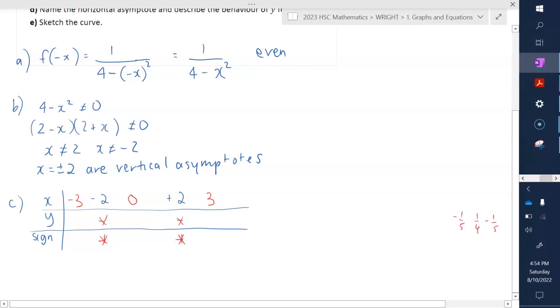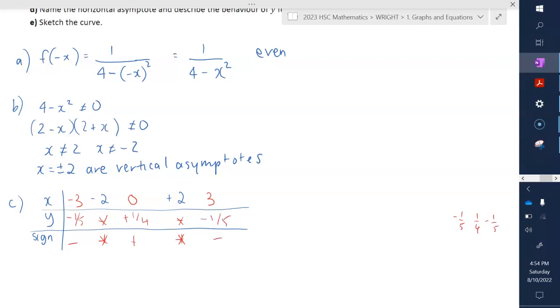Okay, so if we do that, we're going to end up with minus a fifth in here, which is a negative. We pop 0 in, we're going to get, oh, not minus a quarter, sorry, positive a quarter, which is a positive. And if we pop 3 in, we're going to get minus a fifth, which is a negative. Now, interesting that you will note that when we popped 3 in and minus 3 in, we've got the same y value. You think of why that might be? That's because our function was even, okay? So it flicks up and repeats an exact copy over the y-axis, so they're going to have the same values.